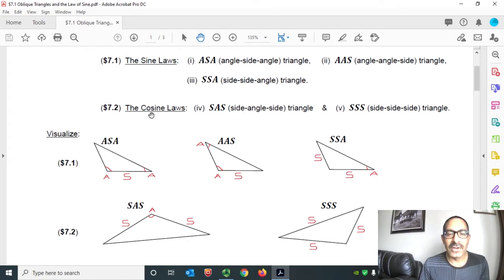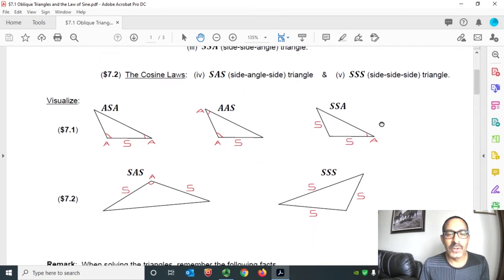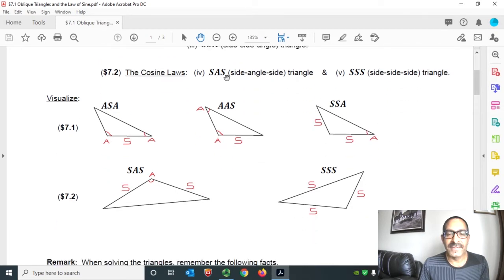And in the cosine laws, in the next sections we will cover SAS triangles and SSS triangles. So here SAS stands for side, angle, and side. The diagram is here: SAS, here is the side, angle, and side. The angle is included between two sides. And SSS triangle stands for side, side, side. So these 5 cases we investigate in sine laws and cosine laws in section 7.1 and 7.2.